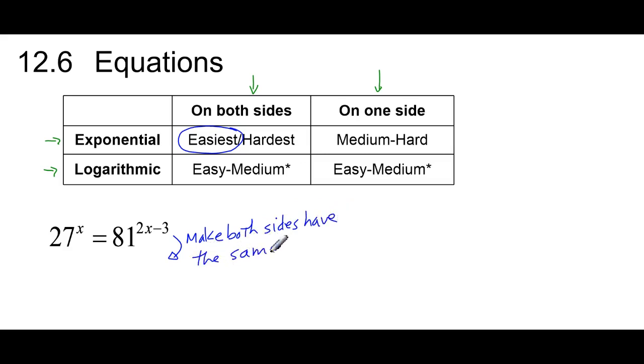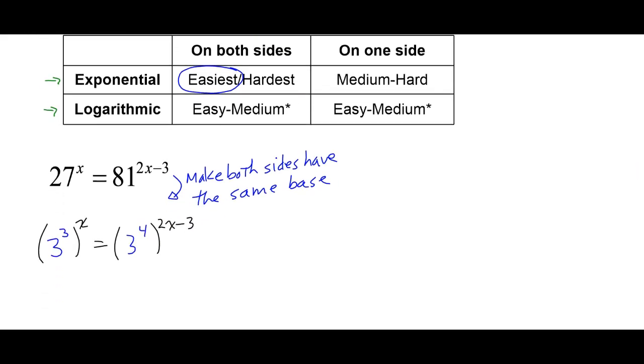Here's what I mean by that. 27 can be written as 3 to the third. And 81 can be written as 3 to the fourth. Don't forget how to simplify your exponents there. This will give you 3 to the 3x. This will give you 3 to the 4 times 2x minus 3. So that's 8x minus 12. Don't forget you've got to go 4 times the 3 also.